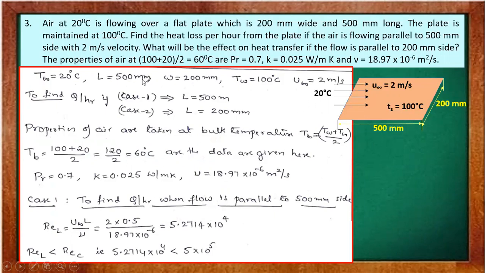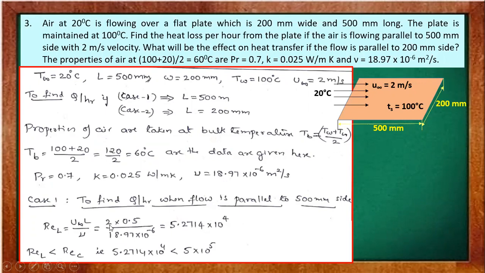The first thing we need to know is the bulk temperature. At bulk temperature, it is 20 plus 100 divided by 2, 60 degrees. From the data handbook, get the values. If they are already given, then use those properties. If not given, go to the data handbook and find out. Once you start the problem, you need to find out at the end of the plate what is the Reynolds number. So in the first case, taking L as 500 mm.